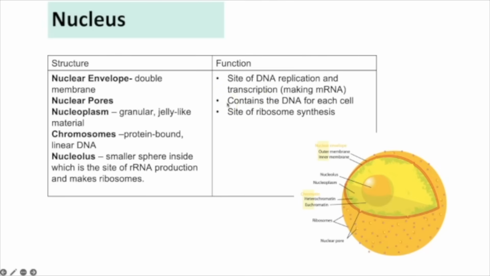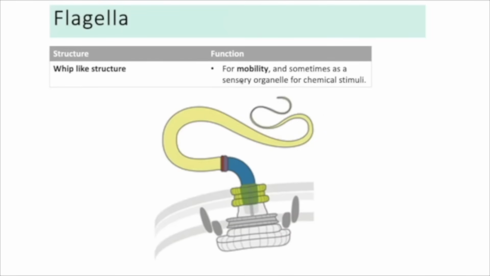It also contains the DNA for each cell, and it's the site of ribosome synthesis. Flagella are not actually found on all eukaryotic cells. They're found on some, so for example, sperm cells. And it's this whip-like tail structure, and the function is for mobility. It is also sometimes a sensory organelle for chemical stimuli.